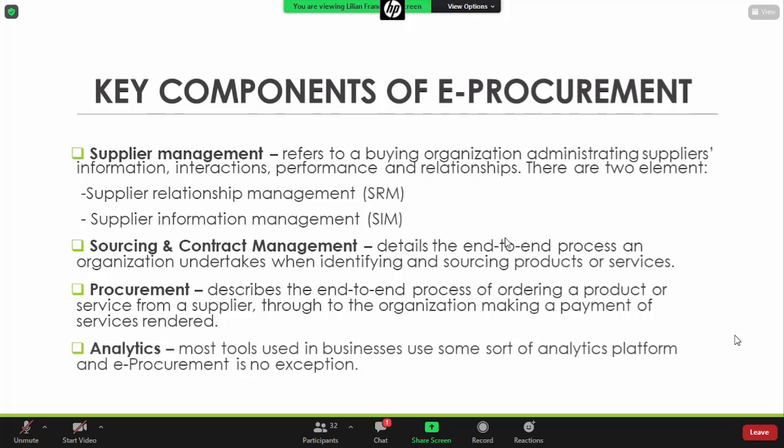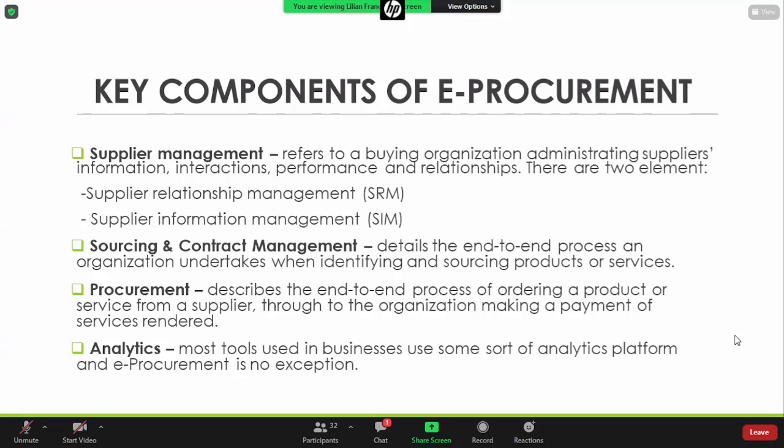Ito yung component or process na kung saan ini-ensure yung maximum value of money was received for what an organization pays to its suppliers, because these suppliers play a part in the smooth running of an organization, and also important din siya sa both supplier and organization to engage properly and effectively. Isa sa dahilan kung bakit mahalaga yung supplier management is para ma-evaluate if the suppliers are performing as per the organizational requirements.